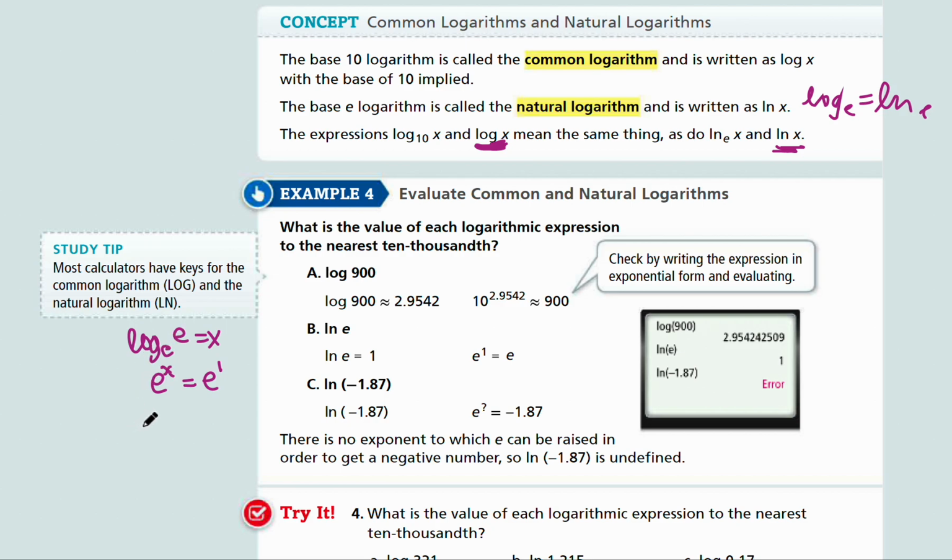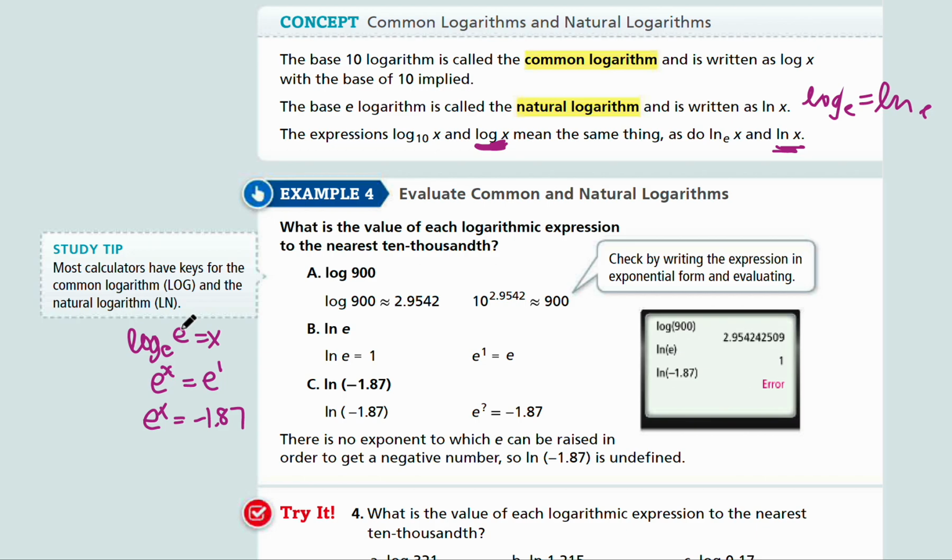We're finding e to the power of x such that it's negative 1.87. There is no power. e is a number like pi. It's an irrational number. If you plug it into the calculator, you'll see that e is equal to 2.71828182... and it's never ending as well.